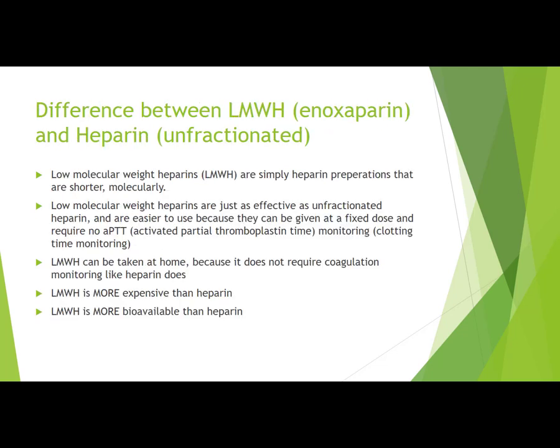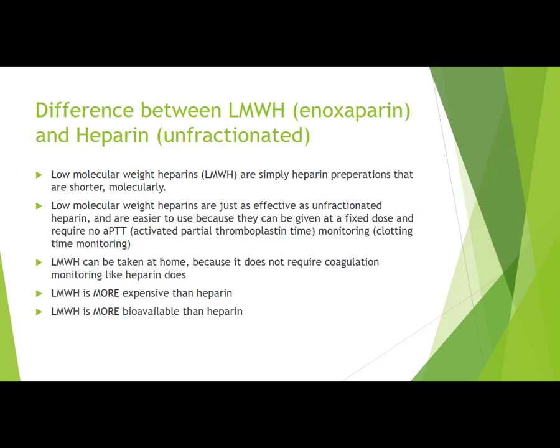All right, so there's a difference between two of the antithrombin medications I talked about, which are low molecular weight heparins, enoxaparin, and heparin unfractionated. Low molecular weight heparins, or LMWH, which is what you'll probably see in practice or in textbooks, are simply heparin preparations that are shorter molecularly. That's the only difference, really. Low molecular weight heparins are just as effective as unfractionated and are easier to use because they can be given at fixed doses and require no APTT.